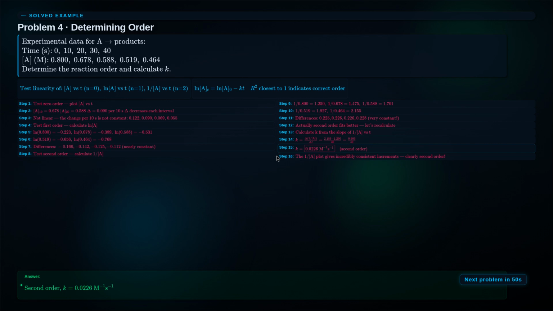1 over [A] values are 1.250, 1.475, 1.701, 1.927, 2.155. The differences are 0.225, 0.226, 0.226, 0.228. Remarkably constant. This confirms second-order kinetics. The slope k equals the total change in 1 over [A] over 40 seconds. 0.905 divided by 40 gives 0.0226 inverse molarity per second.